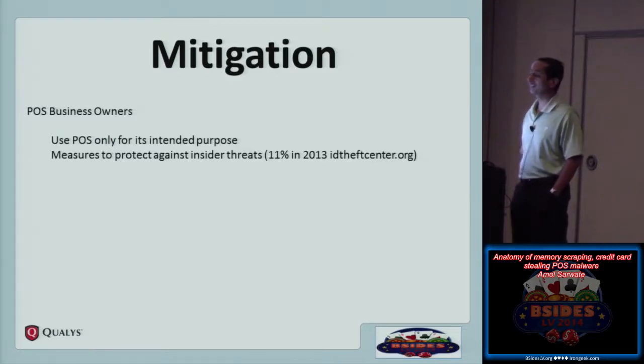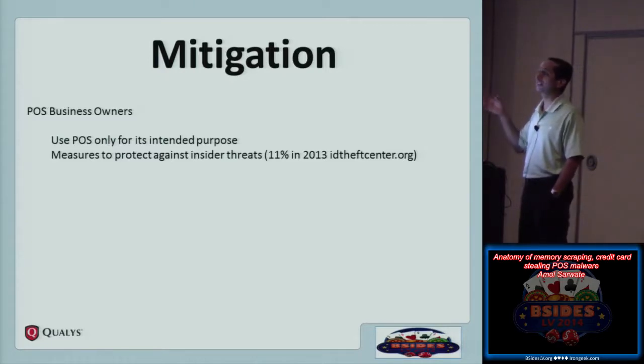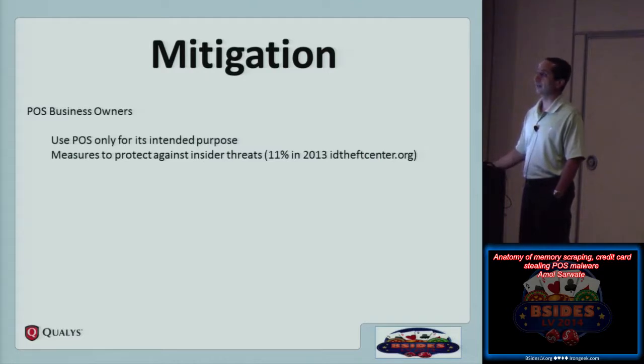Try to protect against insider threats. And this is from the perspective of the POS business owner, if I own the business. So idtheftcenter.org said that in 2013, last year, 11% of the data breaches were because of insider threats, which is basically the cashier was a bad guy, or someone came in, handed the cashier at 7-Eleven a $100 note and said, just plug in this USB in your POS and then give it back to me. And 11%, I think that's really big.